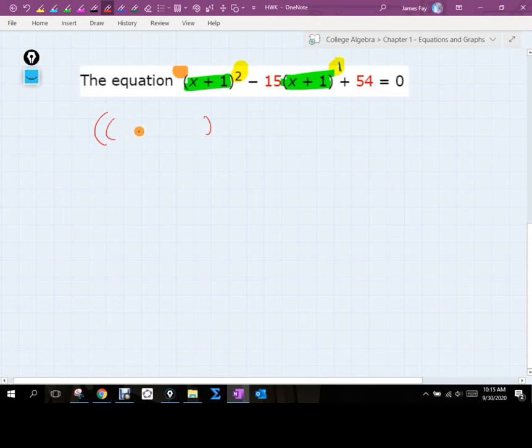I would have, let's see, think about this. This would be x plus 1, and this would be x plus 1, so that if I FOIL, I have x plus 1 times x plus 1. Will that give me x plus 1 squared? That makes sense? Now I have to find two numbers that multiply together to give me 54, and add to give me negative 15. Are there any that do that? I don't know that there are. Let's see here real quick. 9 and 6. Yeah, good. Negative 9, negative 6.